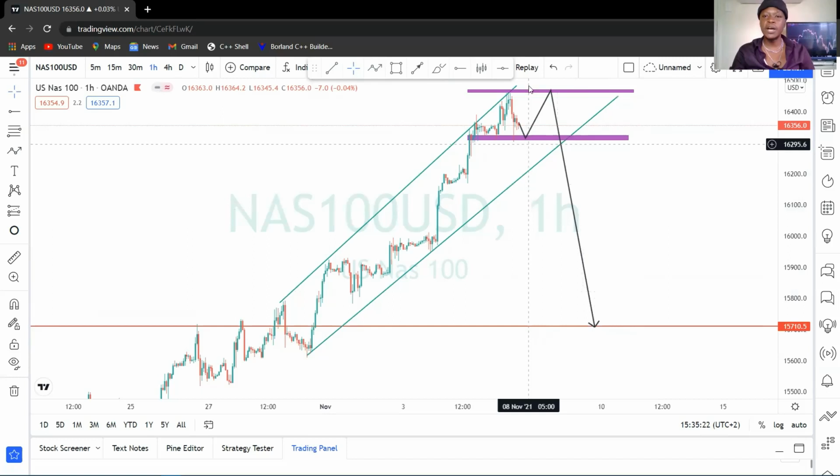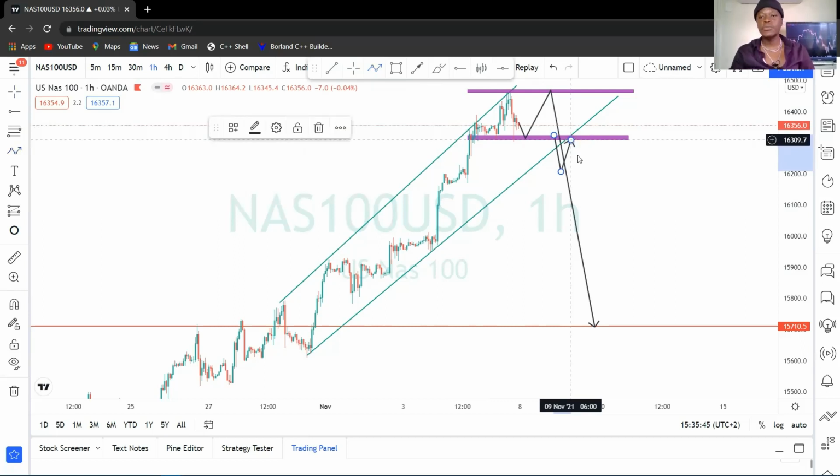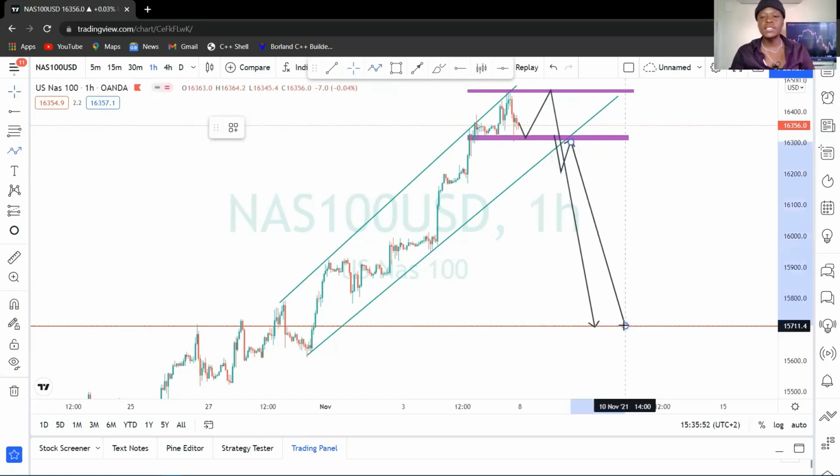If this doesn't play out, I'm waiting for it to break this, because anything which is inside of this box, it's a buy, and anything which is below the trend line, it's a sell. So if this doesn't play out, I'm just waiting for it to come and drop, and then I'm waiting for it to give me a bounce on our new resistance, and then I'm waiting to sell the market, and then I'm going to take my overall profit somewhere around here. So that's it for Nas100.